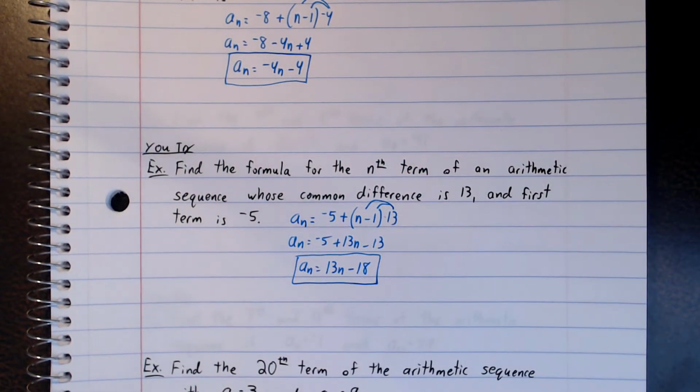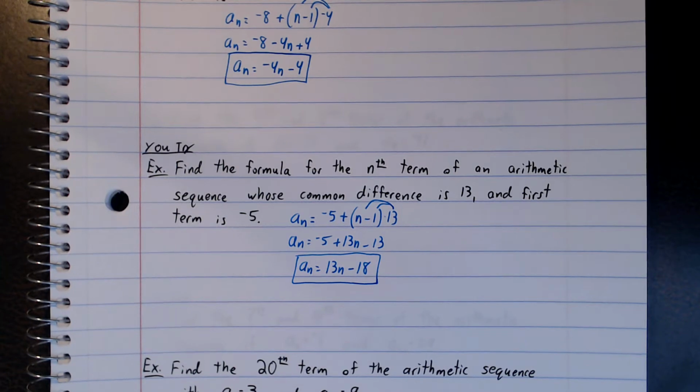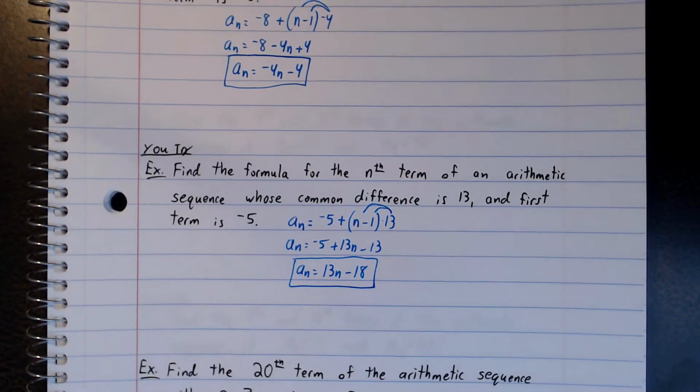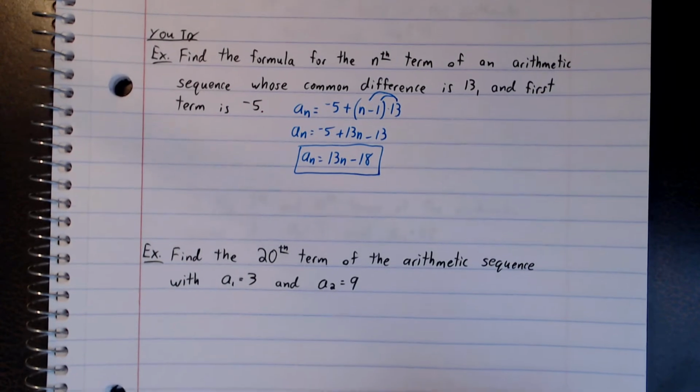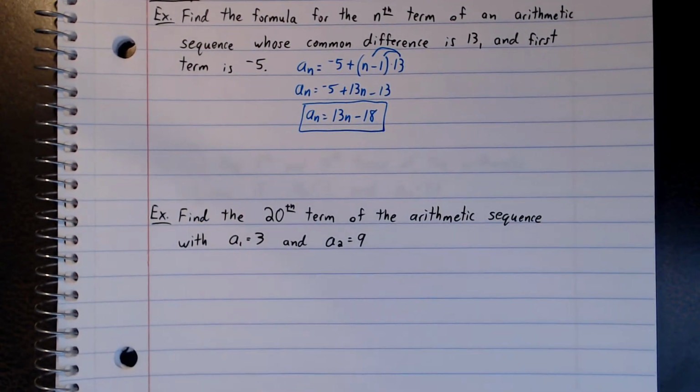So if we wanted to find the next term in this sequence, let's say the 100th term, we would do 13 times 100 minus 18, and we get that number. It's kind of cool. We can figure out any term anywhere that we want now. Okay, so here's another one.